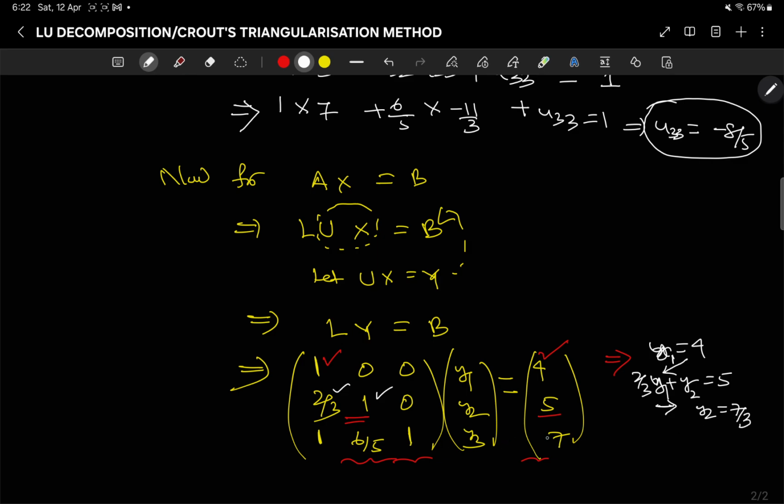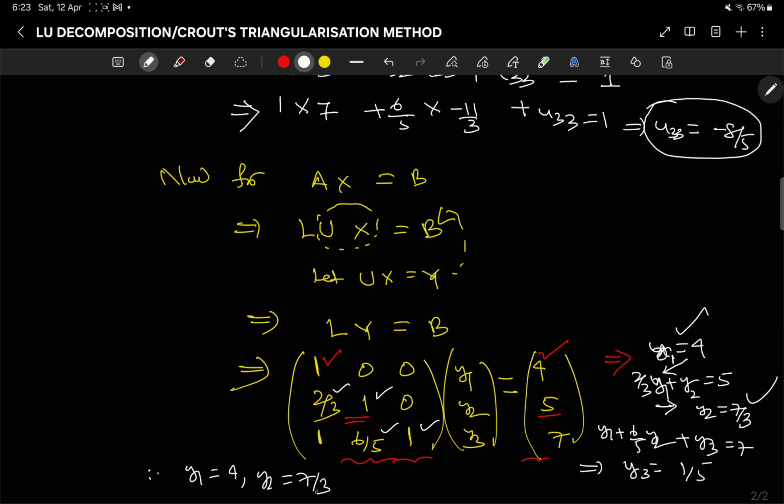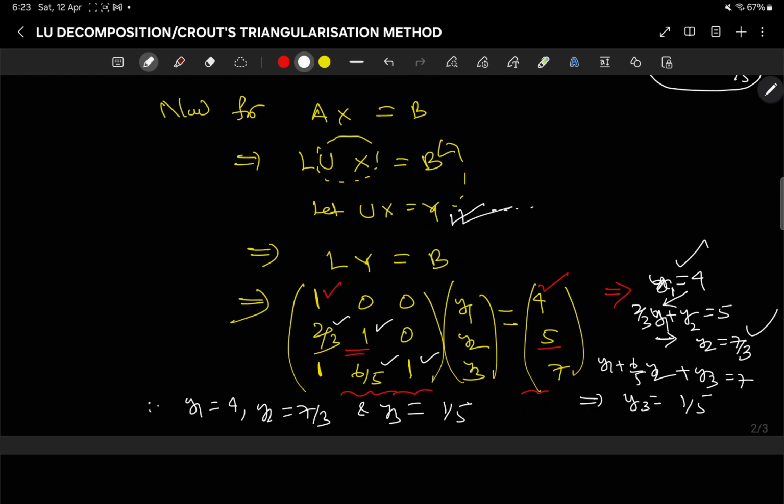Then I compute here, it is my Y1 plus 6 by 5, Y2 plus Y3 is equal to 7. Substituting the value of Y1 and Y2, I am getting my Y3 is equal to 1 by 5. So therefore my Y1 is 4, Y2 is 7 by 3 and Y3 is my 1 by 5. So with this Y, I now substitute it here. Let it be my equation star.